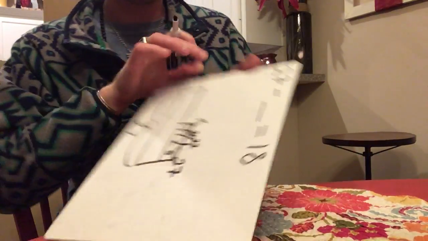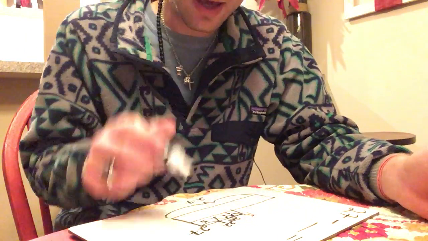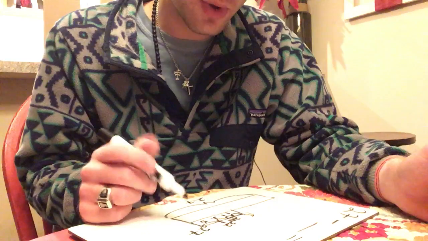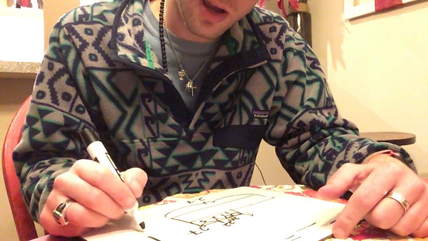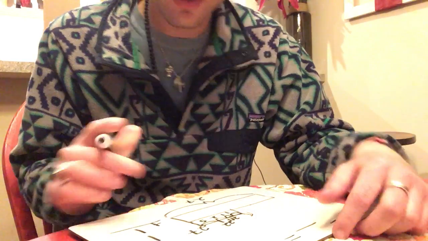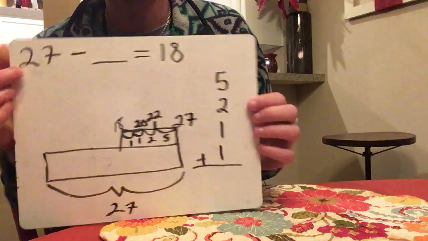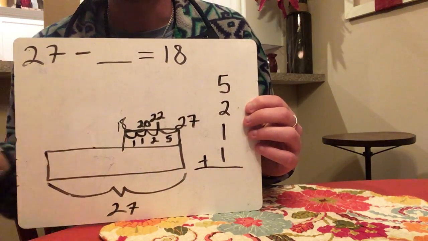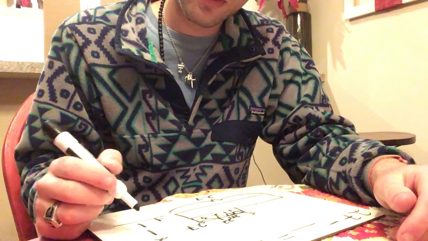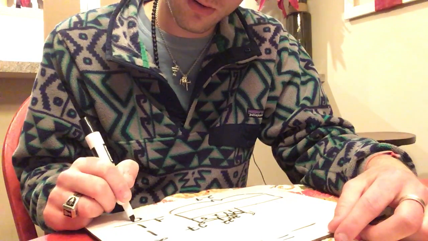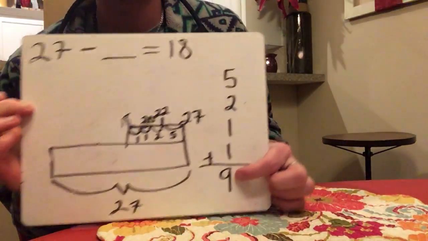Now, for us to know how many pieces Colin actually ate, we need to add those numbers up. So we have a 5, a 2, a 1, and a 1. And those are the jumps we made. So now let's add those together. And that put us at 9 pieces of candy.